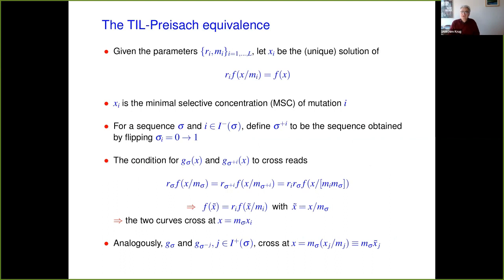Okay, so now we can construct a map from this Till model to the Prizach model. And for that, we do the following. We fix the parameters Ri and Mi, and then we look for the solution of this equation. What this means, physically, is the crossing point of the dose response curve of the wild type with the dose response curve of the ith mutant. So this is what we called previously the minimal selective concentration. And I'm going to assume that F is chosen such that this solution exists and is unique. That's a constraint, but it is relatively easy to fulfill. It's not so difficult to find functions F where this is the case.